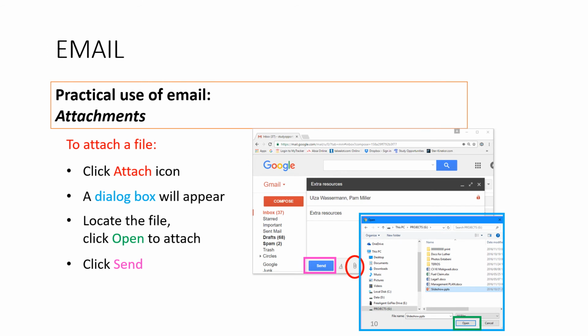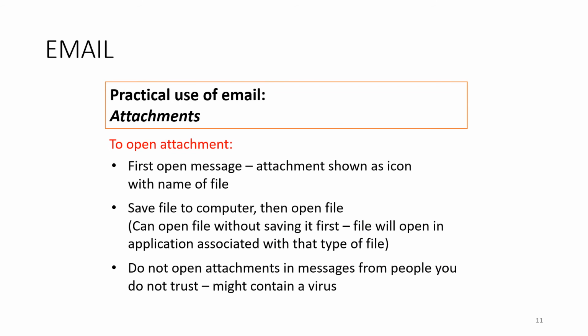So to attach a file, you will click on the little attach file icon, which looks like a little paper clip, and then a box will appear and you'll find the file and then you click send. And to open an attachment, you have to open the message, and usually there's an icon with the name of the file, and then you can save it onto your computer, but be careful not to open attachments in messages from people that you don't trust, because they may contain a virus.